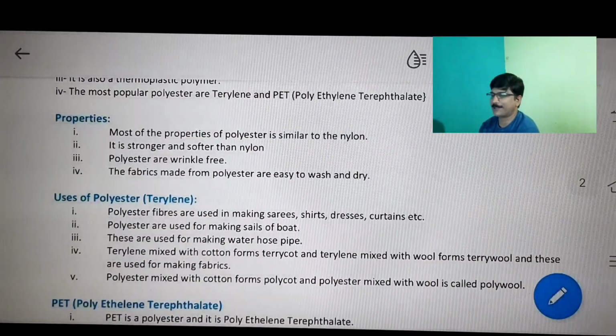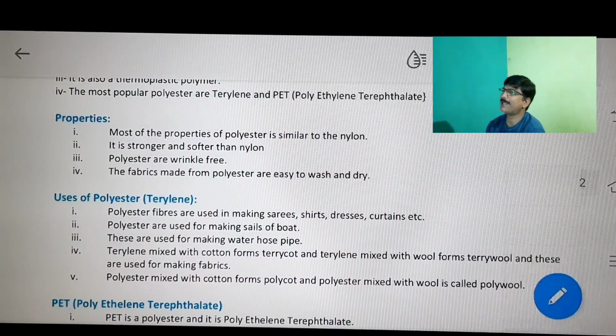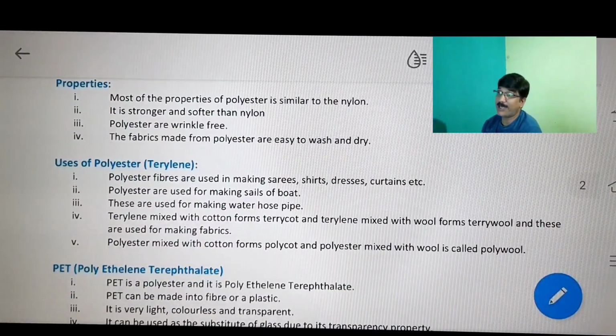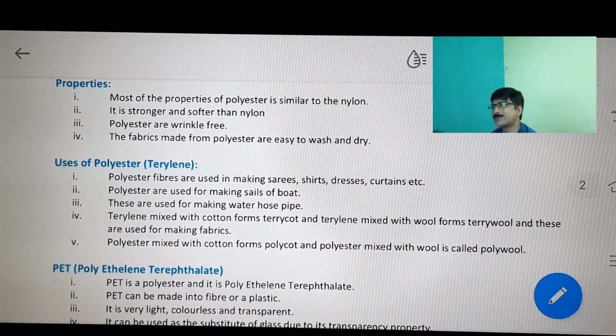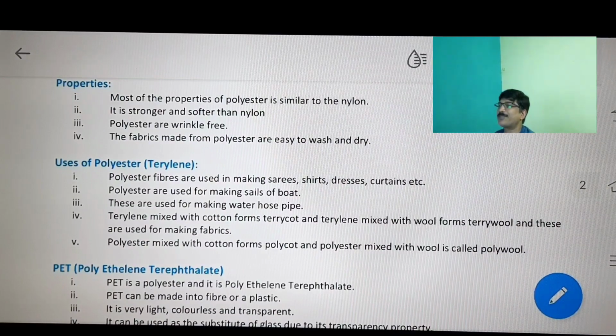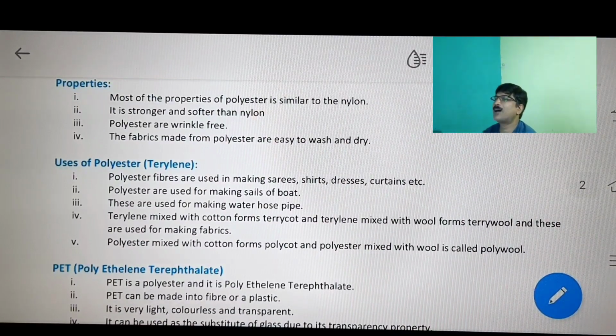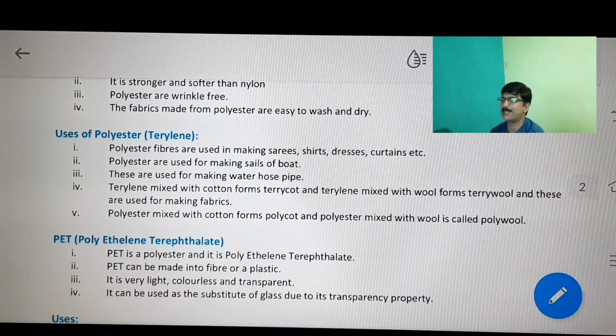And the rest of the important properties of the polyester are, it is stronger than the nylon. It is stronger and softer than the nylon. It is wrinkle free, and the fabrics made from the polyester are easy to wash and dry. So for these qualities, polyester is widely accepted by the people.